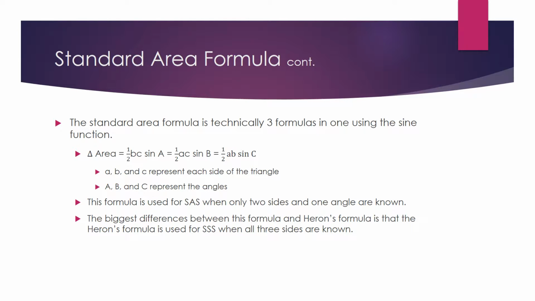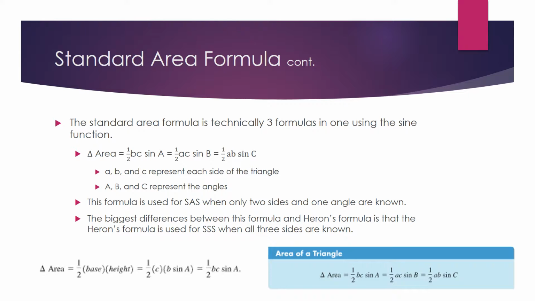The standard area formula is technically 3 formulas that all are used when subbing in different values for whatever side lengths you may have. Little a, b, and c represent each side of the triangle. Big A, B, and C represent the angles. This formula is used for side angle side, when only 2 sides and 1 included angle are known. The biggest difference between this formula and Heron's formula is that Heron's formula is used for side, side, side, when all 3 sides are known.